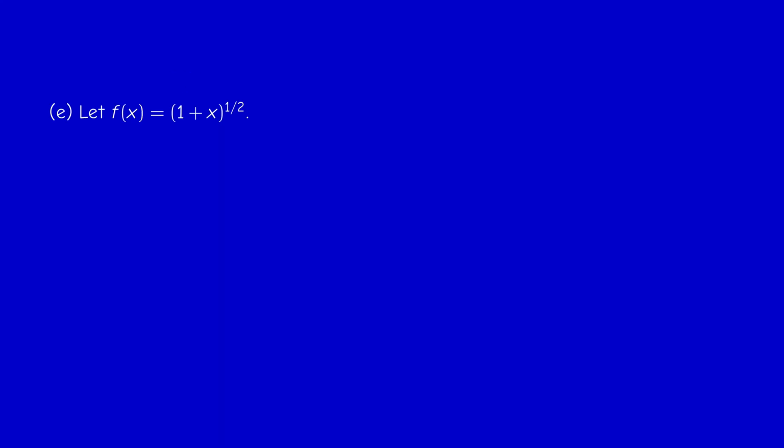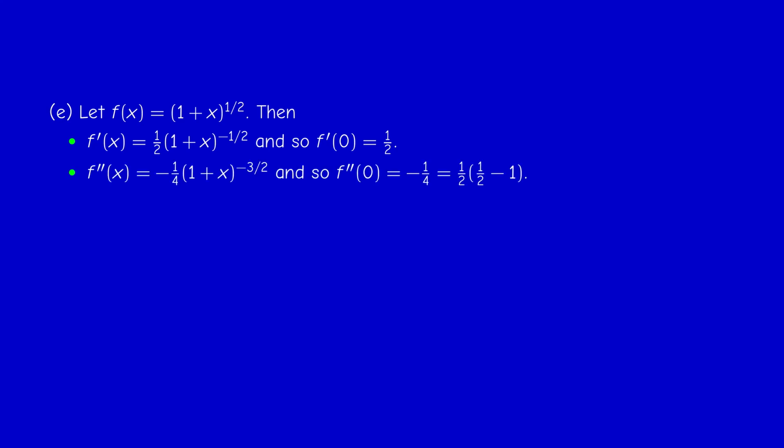Okay, last example, radical of 1 plus x. We do the same. We differentiate one time. We get 1/2 times (1 plus x)^(-1/2). So at 0 we have 1/2. Another time we get 1/2 times minus 1/2. So at 0 it's minus 1/4. And we have to divide by 2 factorial. So this is why we get minus 1/8.